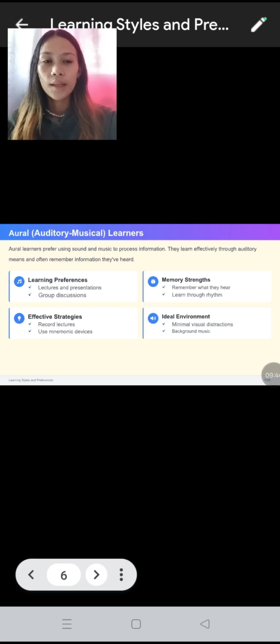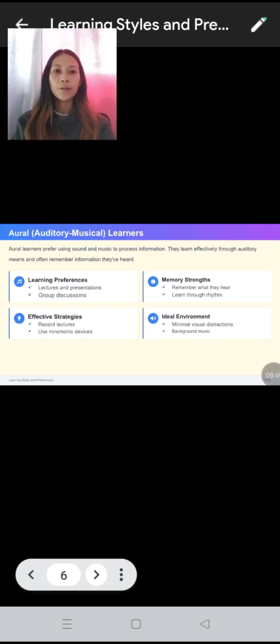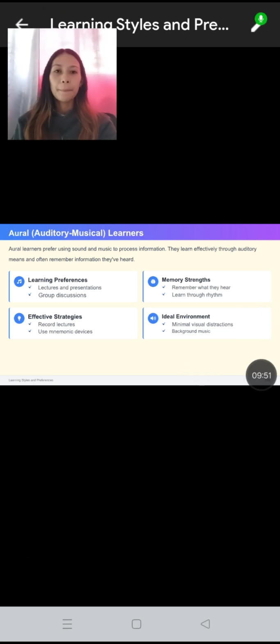So next is oral auditory musical learners. Oral learners prefer using sound and music to process information. They learn effectively through auditory means and often remember information they heard. This means if you are an oral learner, your ears are your best learning tools. You remember things best after you hear them spoken aloud.